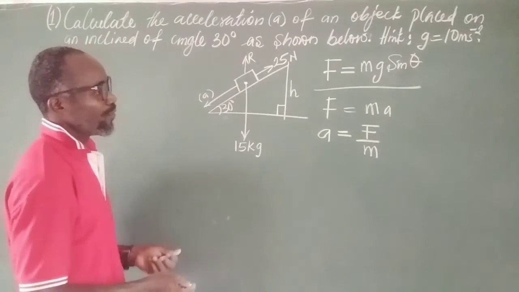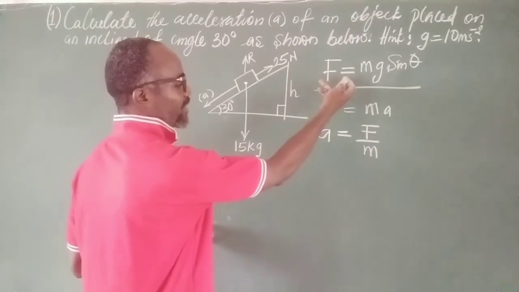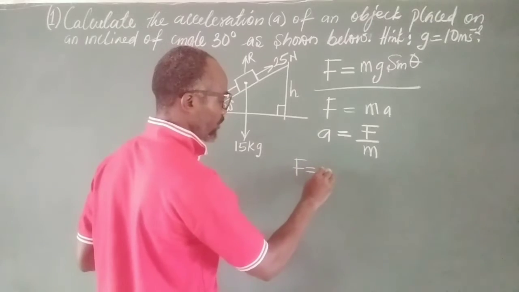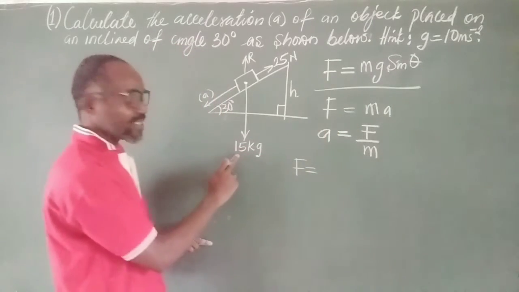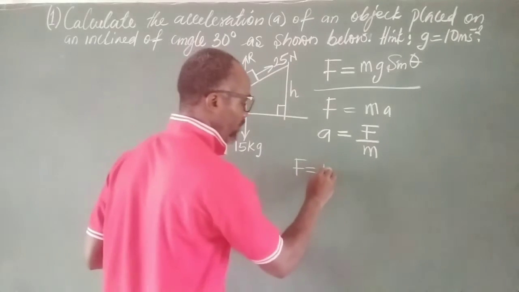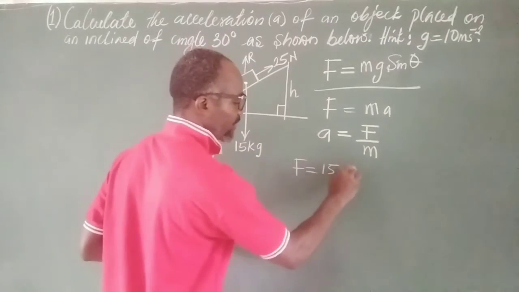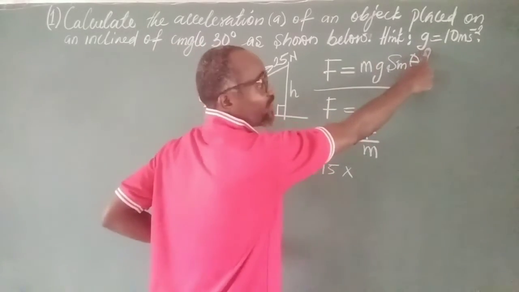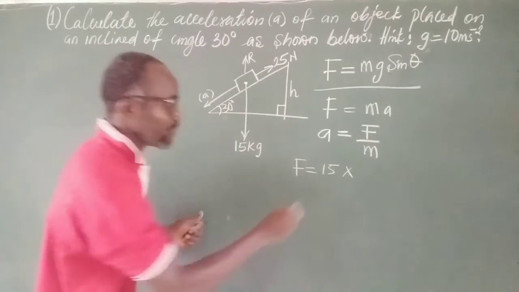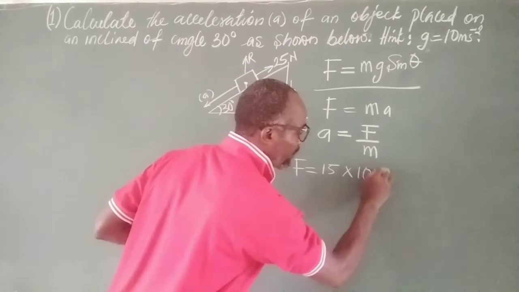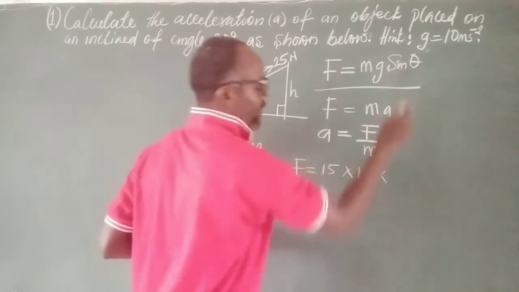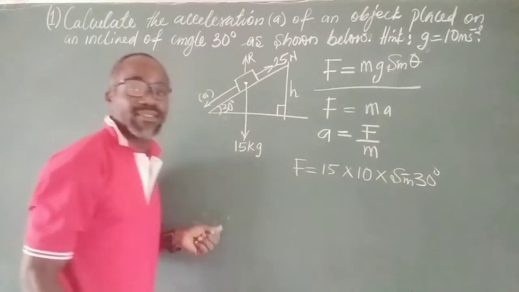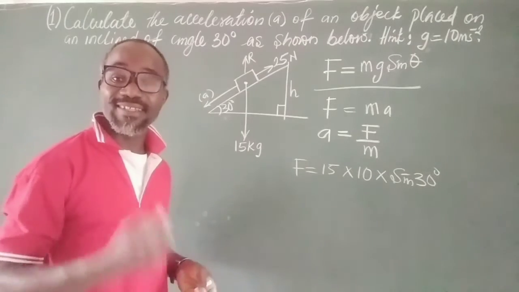First of all, we apply a very simple formula, this first one, and after which we apply the second one. So the first one is F is equal to mass. The mass of the object is 15, we put 15. And then times, we have been given a hint. Look at the hint here. Hint: acceleration due to gravity is equal to 10 meters per second squared. So we put 10 here. Very simple. Multiply by sine theta, and sine theta is simply sine 30 degrees.